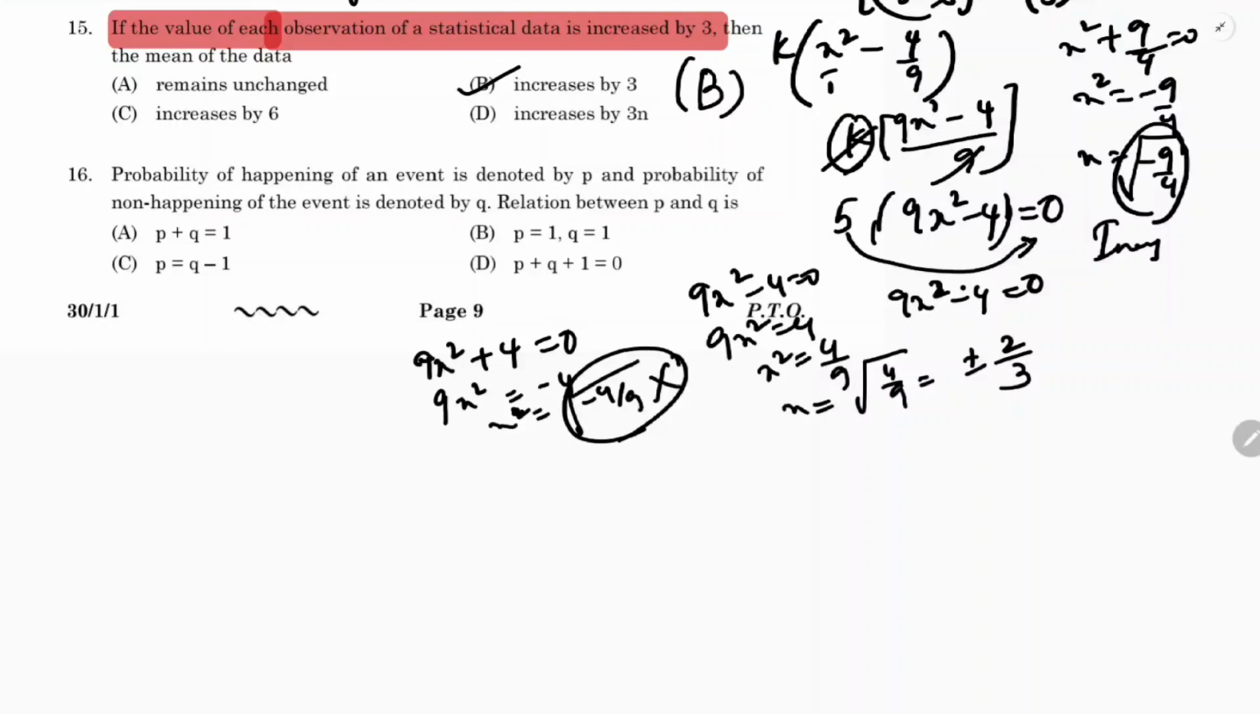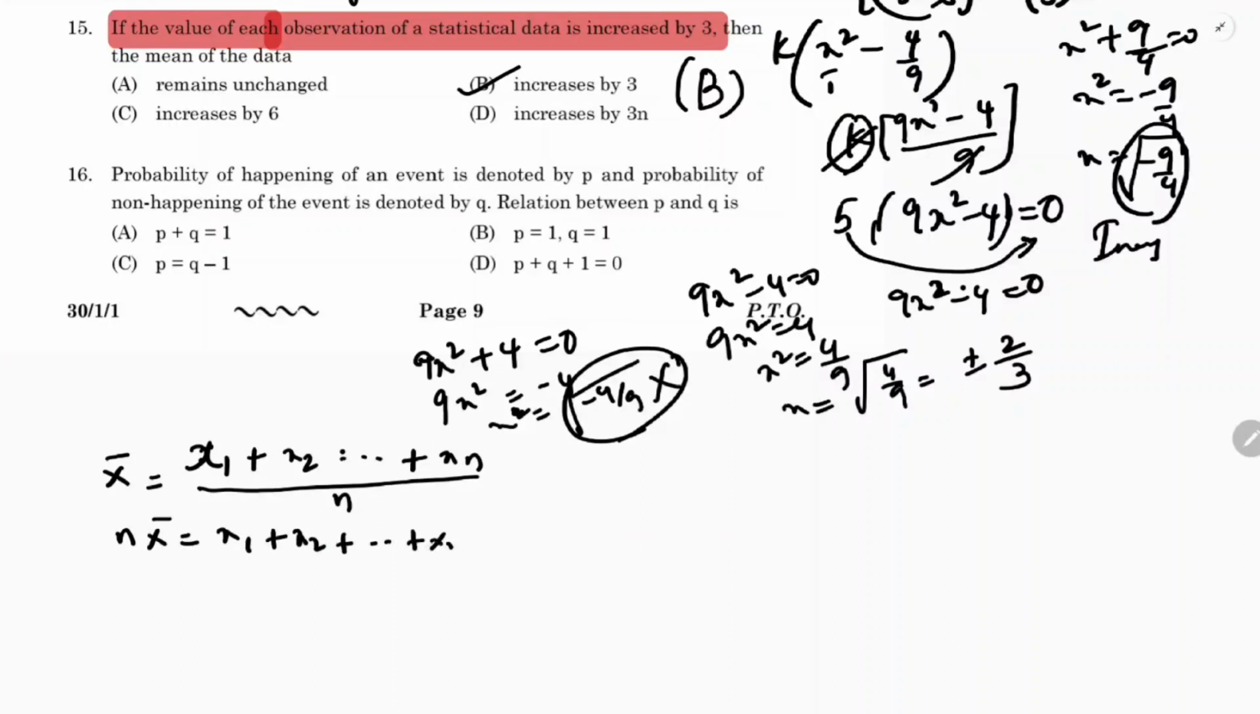Now see here, let the observations be x1, x2, and so on, xn, n observations. So the mean is x bar. If we cross multiply, sum of the observations by number of observations, n times x bar is x1 plus x2 and so on, xn. This is equation 1. Now they told each observation is increased by 3.